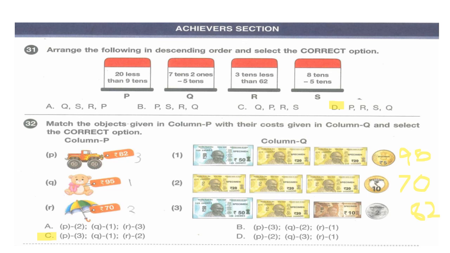So let's match the column P with column Q. So here the toy truck cost 82. So P can be matched with 3, and then Q, 95, can be matched with option 1, and R, rupees 70, can be matched with option 2. Hence answer is option C.